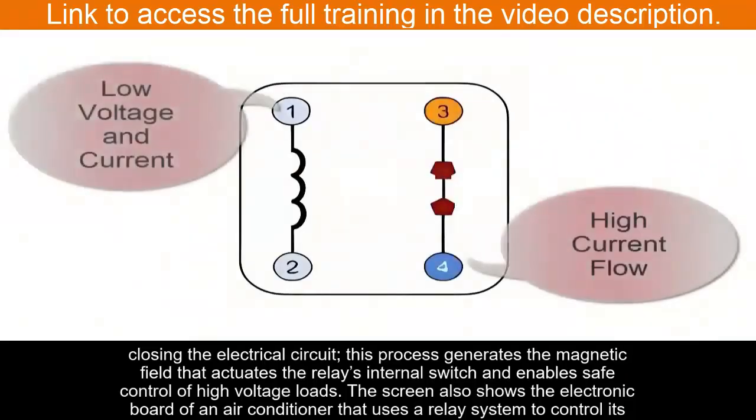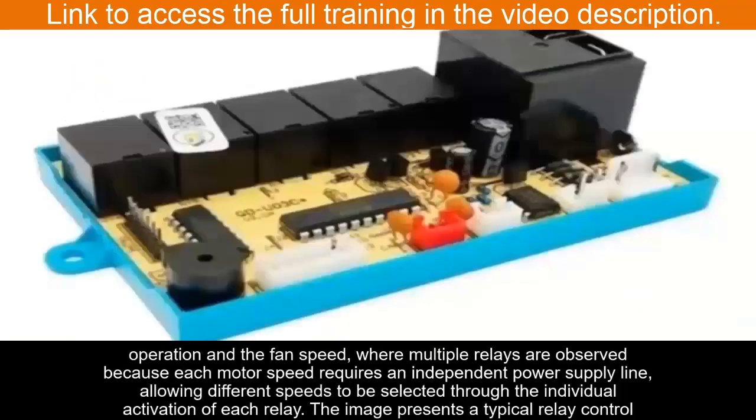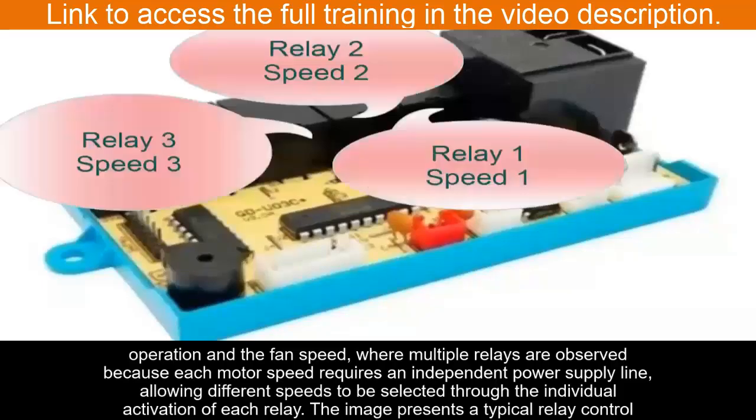The screen also shows the electronic board of an air conditioner that uses a relay system to control its operation and the fan speed, where multiple relays are observed because each motor speed requires an independent power supply line, allowing different speeds to be selected through the individual activation of each relay.